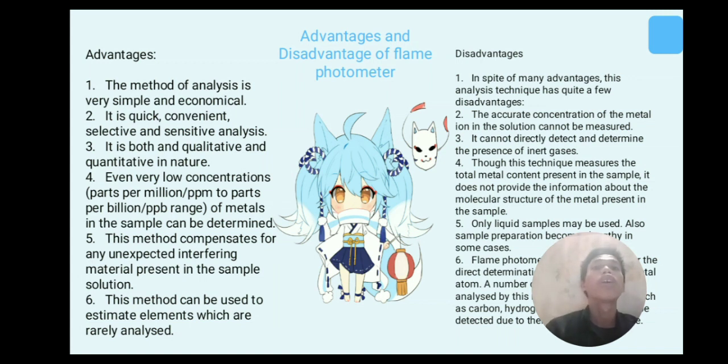Number 4. Even very low concentrations of metals in the sample can be determined. Number 5. This method can compensate for any unexpected interfering materials present in the sample solution. Number 6. This method can be used to estimate elements which are rarely analyzed.